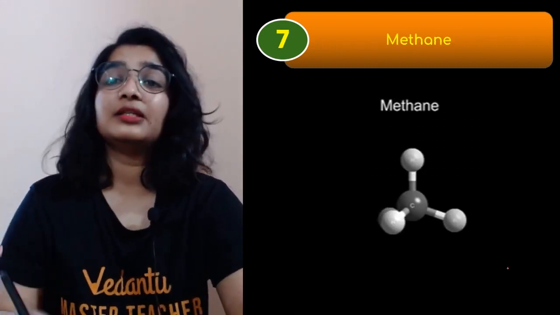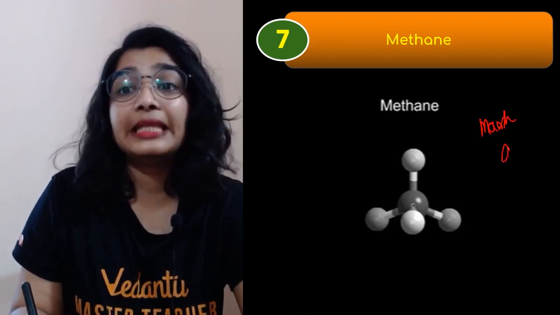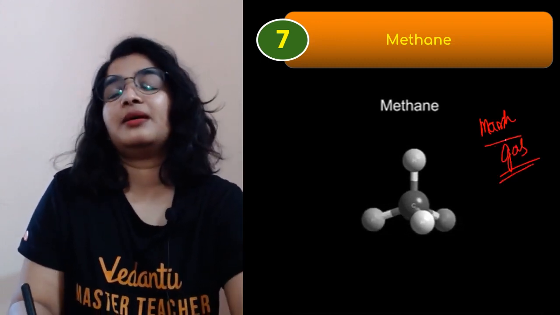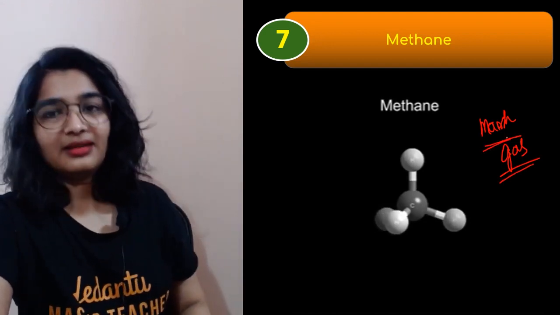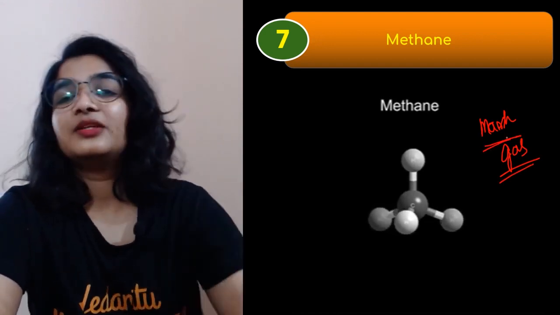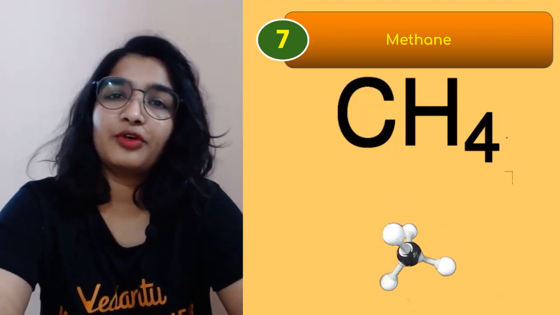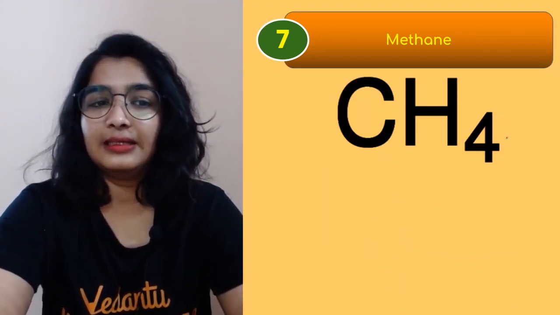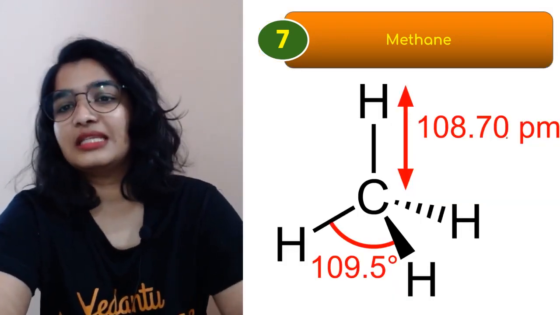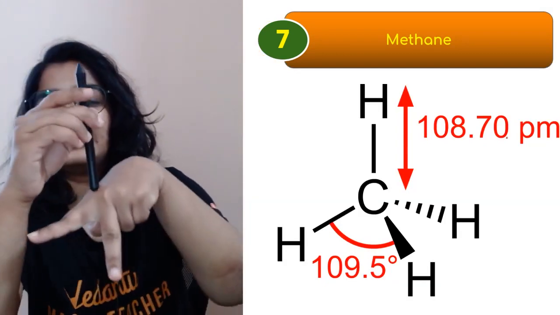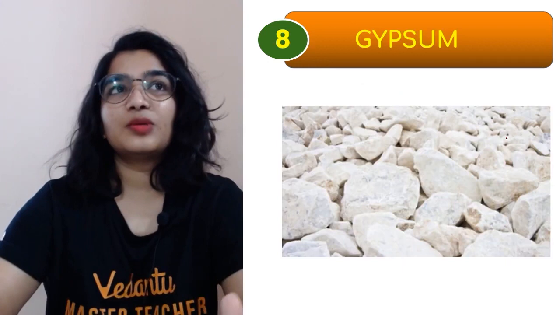Next is methane. So its common name is marsh gas. They might ask you, yes, marsh gas. Why? Because it is found in marshy places, right? So methane, CH4, that is the chemical formula, and its IUPAC name is methane and common name is marsh gas. And this is the structure. It has a tetrahedral structure.